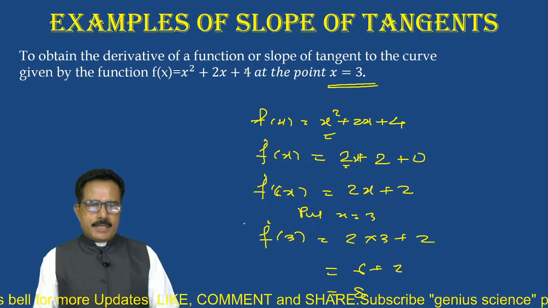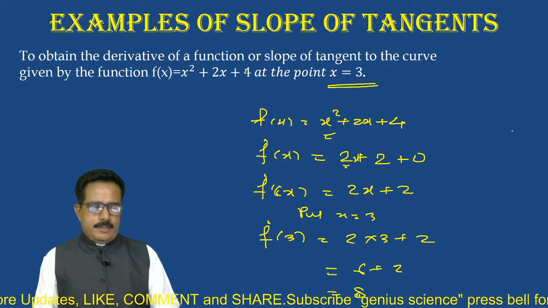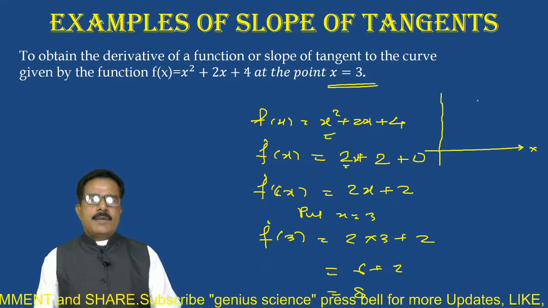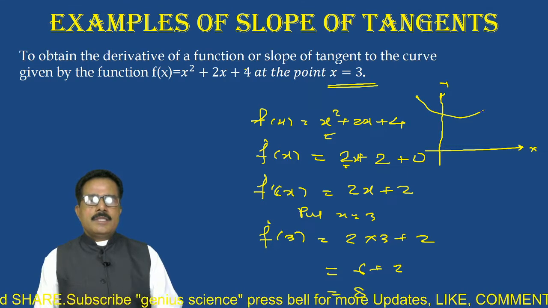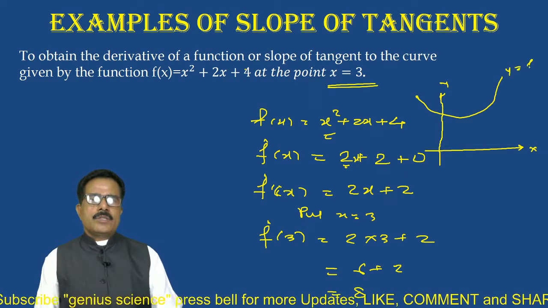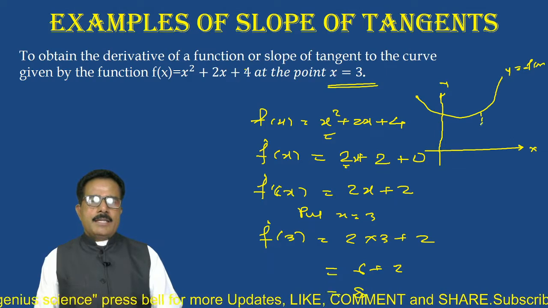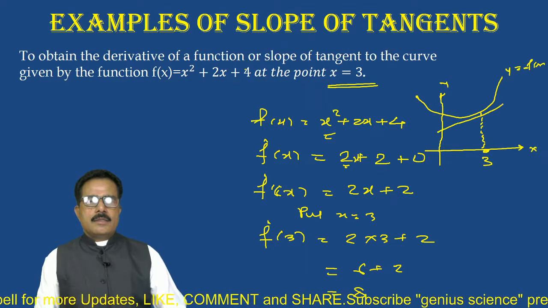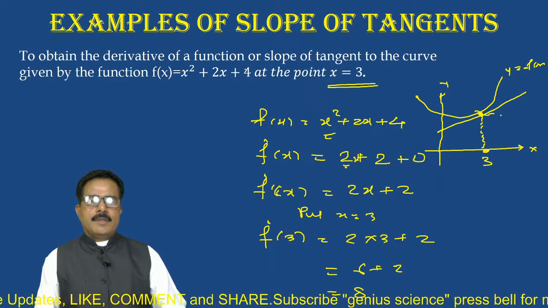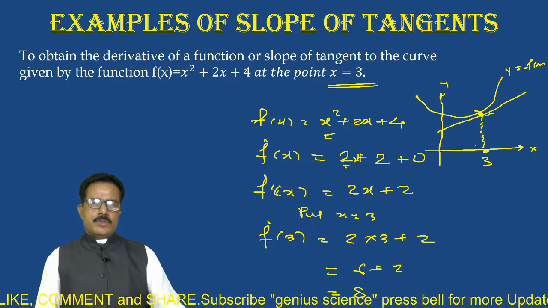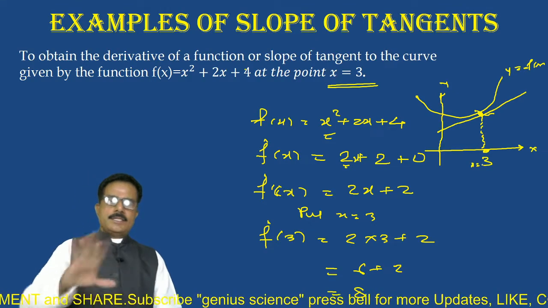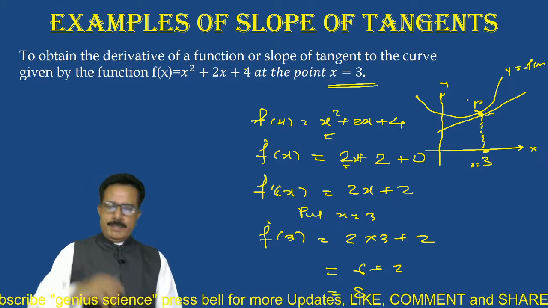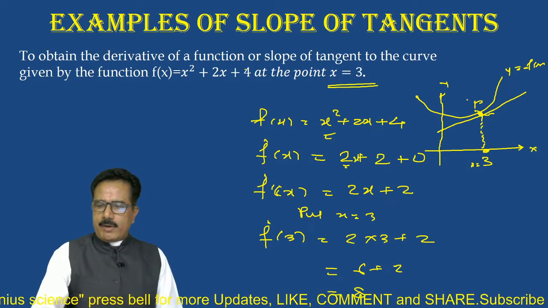Actually, the geometrical meaning of this problem is that, suppose this is the x-axis and y-axis. This is a function y equals f of x. Then at a point x equals 3, we have to calculate the slope of a tangent at a point x equals 3. This is x equals 3. This is the process, the slope of a tangent at a point. Suppose we consider that point as P. Similarly, we can find the next problem.